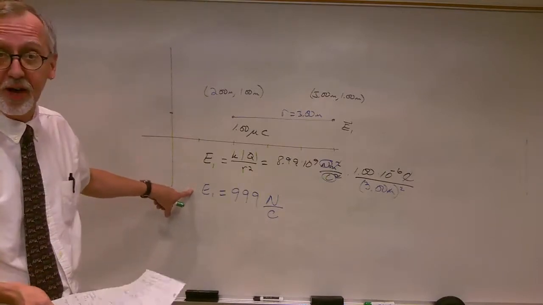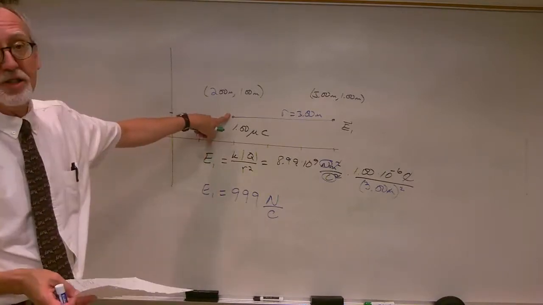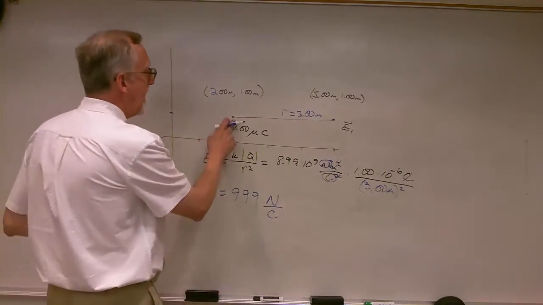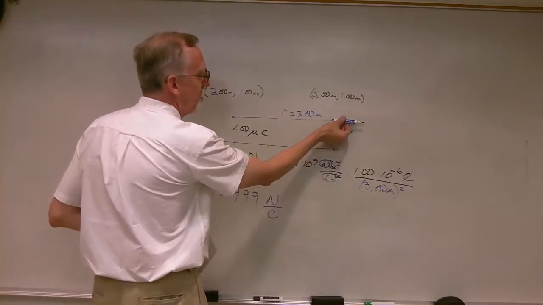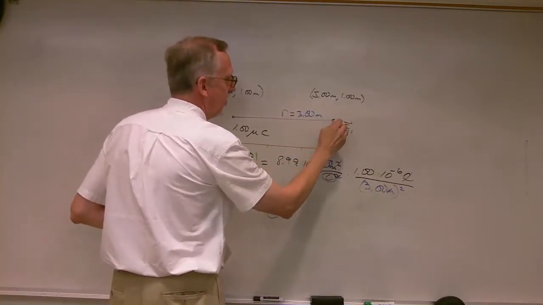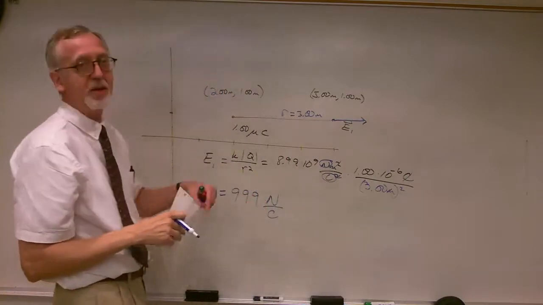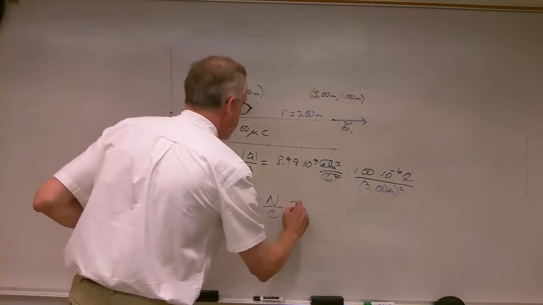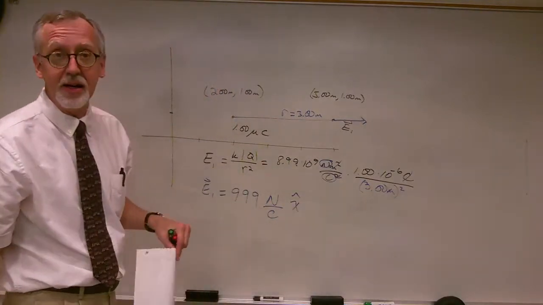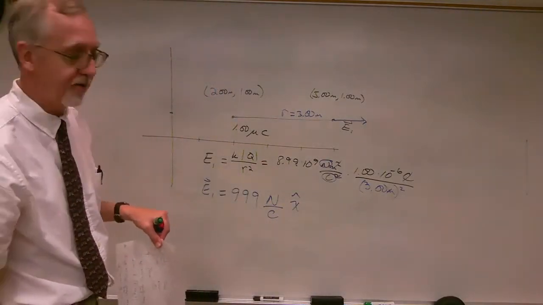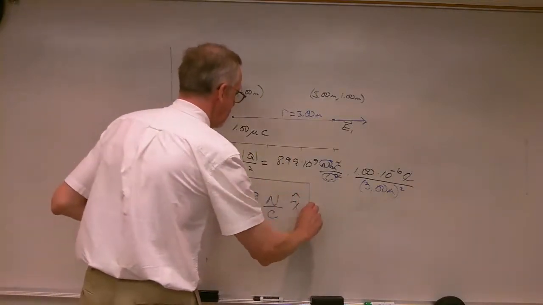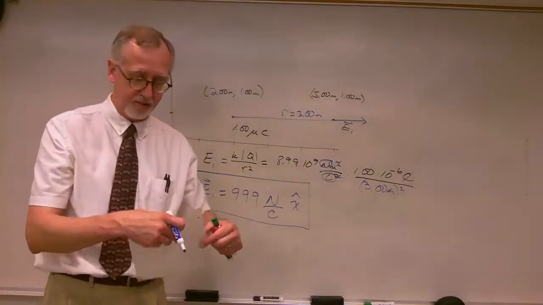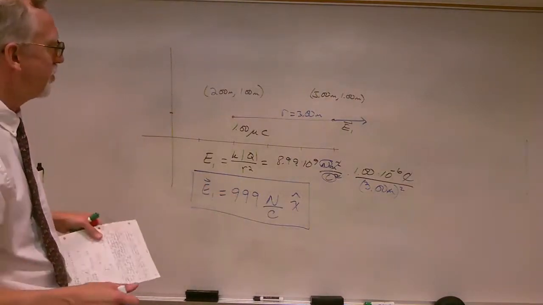Now, what's the direction? We've got to make this a vector. We know the direction of the electric field points away from positive charges. So, away from this charge at this point will be directly away from the charge, exactly in that direction. Well, what's that direction? That's in the x-hat direction. So we can say E1 is 999 newtons per coulomb in the x-hat direction. And there we go. There is E1 in a full quantitative form, magnitude and direction. Okay, let's try another one.